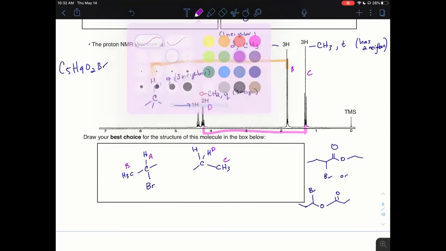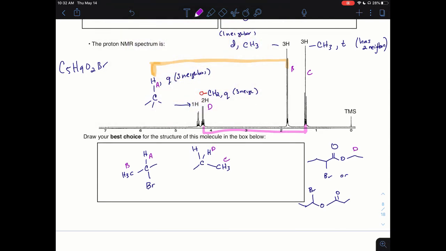And I'm just going to label all the protons. So these are protons D, C, A and B. And I have some extra stuff here. Okay. So what do you think it is? Yeah, it's this one. This is the right structure.